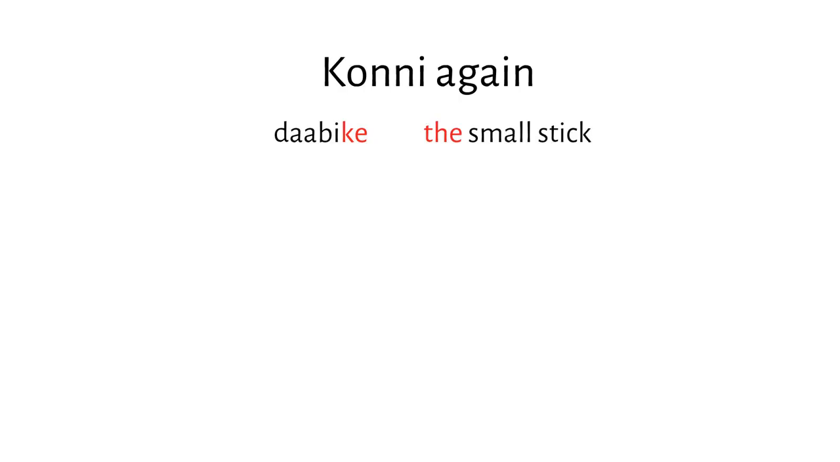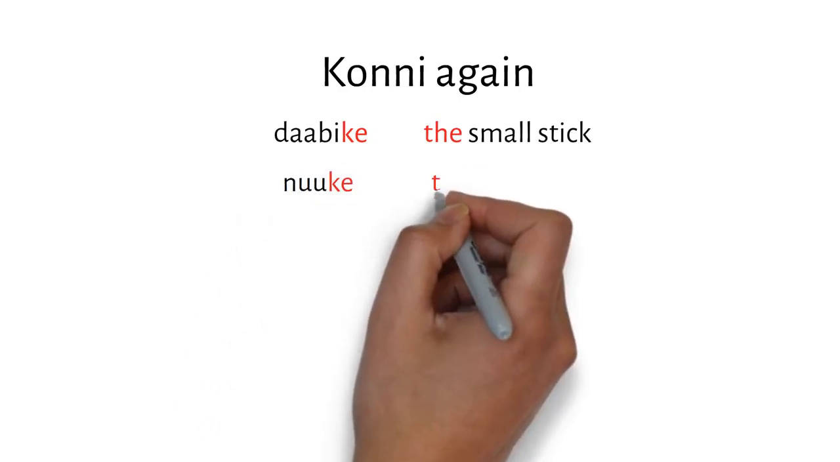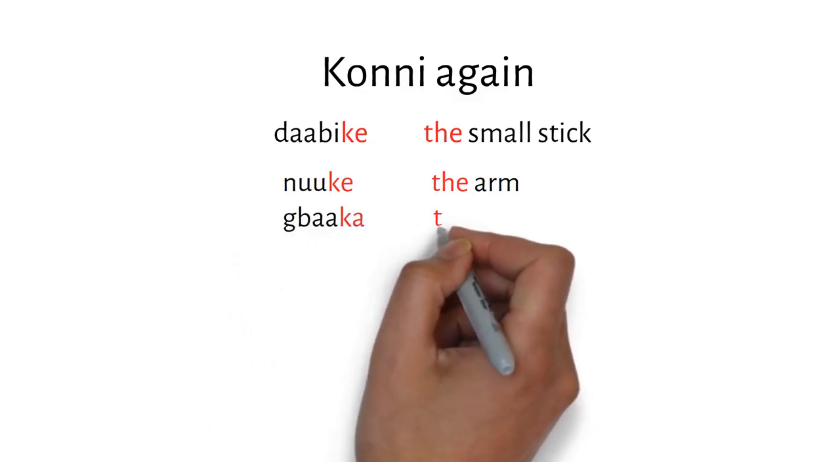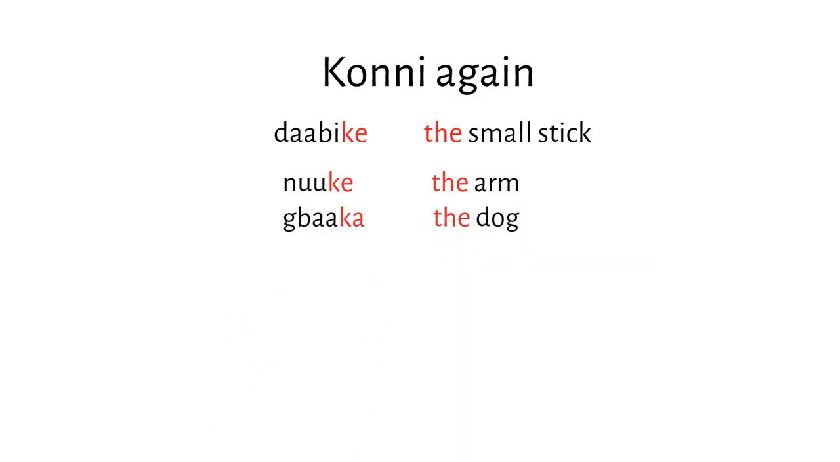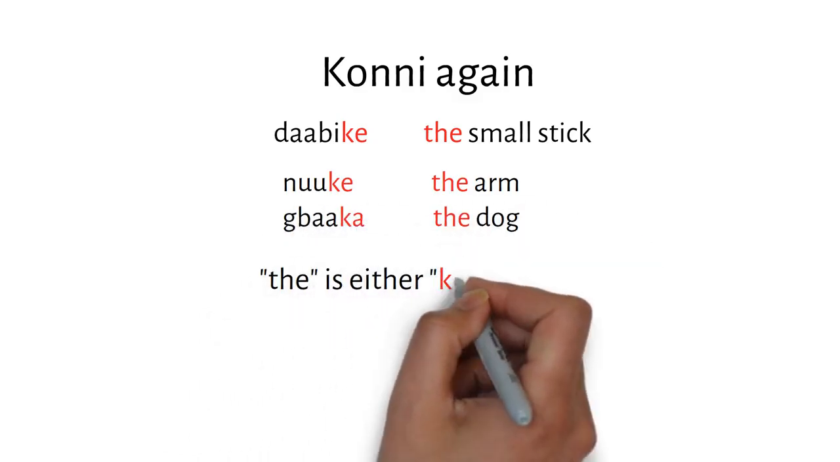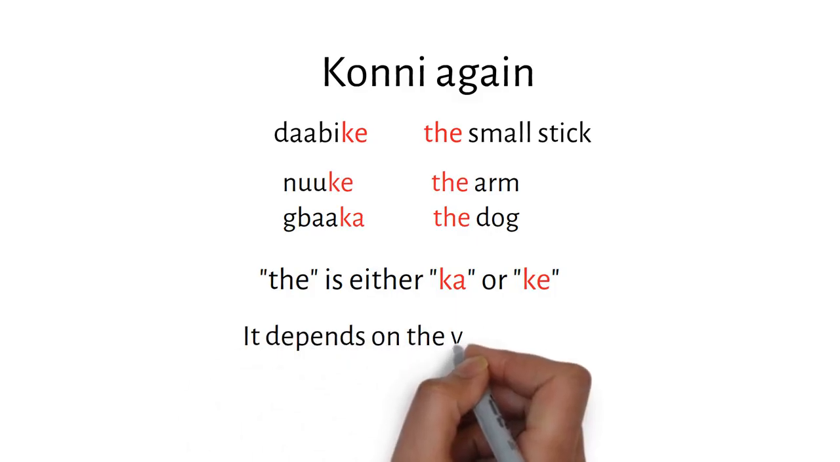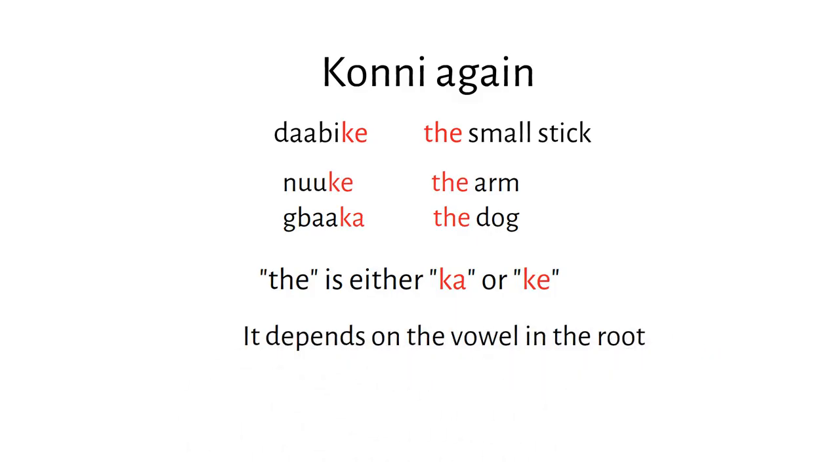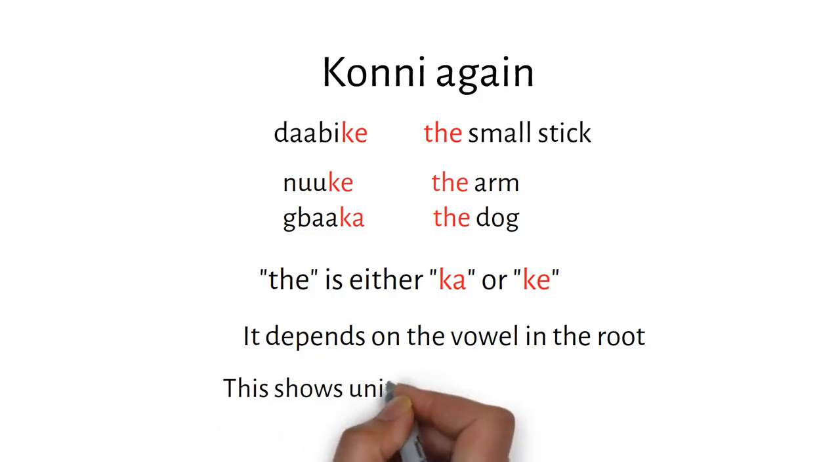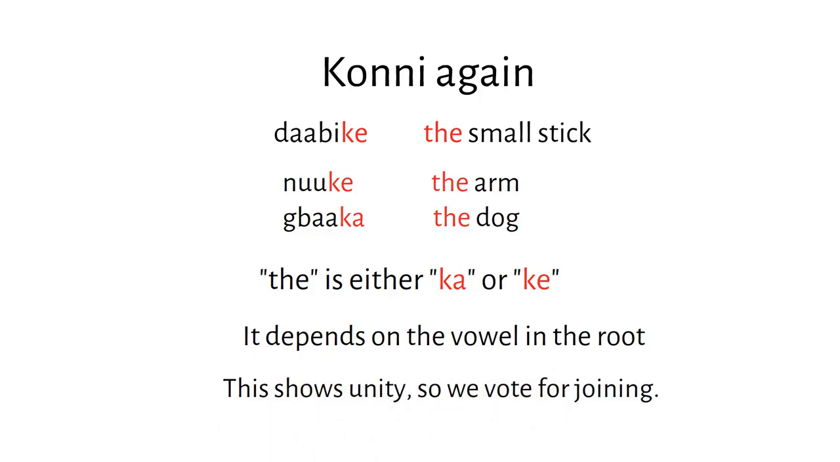Why did we join the last morpheme k, the? Here's more information. Nuke is the arm, baka is the dog. The can be either ka or k. It depends on the vowel in the root. So we vote for the to be joined.